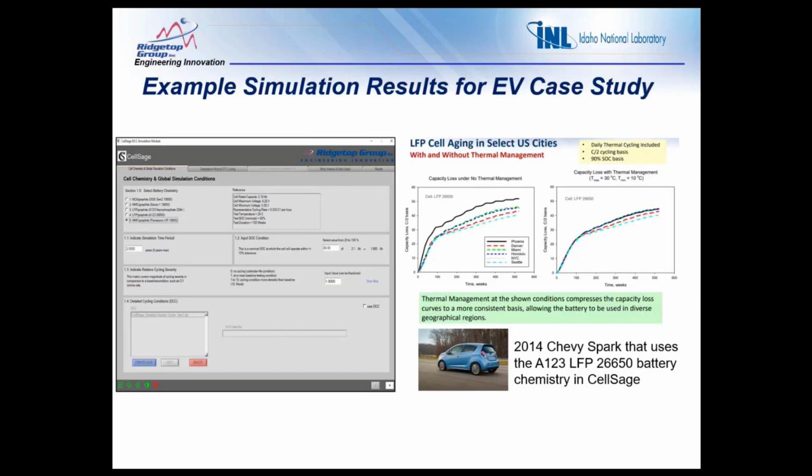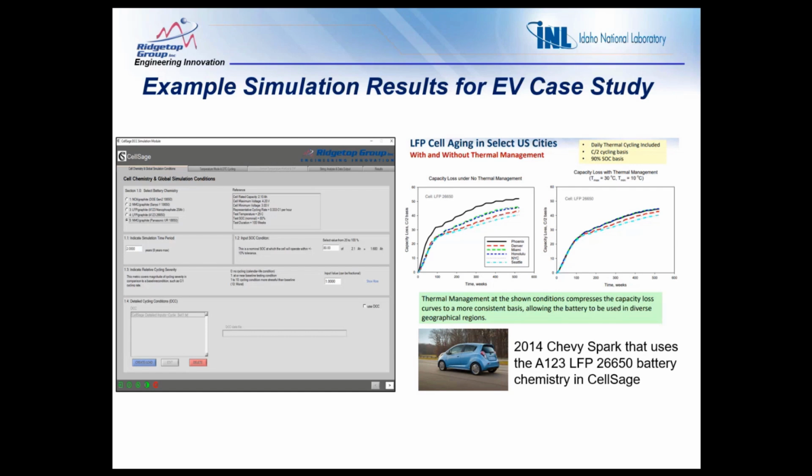Here we have an example simulation for an EV case study where the LFP cell, which was manufactured by A123, we did some testing and modeling and simulation for a battery system with and without a thermal management system invoked. And here, as we expect, the plot on the left shows a very wide variation in capacity loss, whereas the plot on the right shows a more uniform aging pattern based on the cycling conditions observed by this particular duty cycle. And as we expect, when you have a thermal management system in place and enabled, you're able to maintain a steady operating temperature for the cells at the string, pack, and module level.